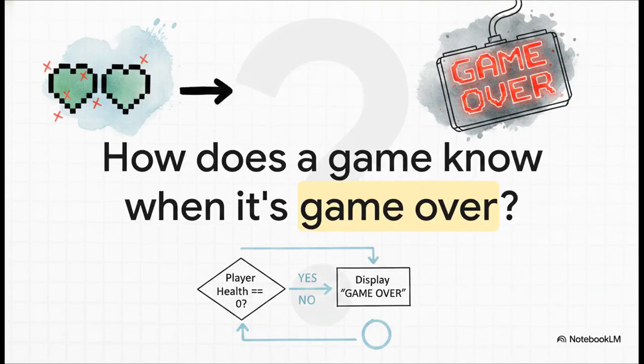Okay, let's dive into this. Have you ever wondered how a game actually knows when it's game over? Well, it's not magic. It is just conditional logic executing at something like 60 frames per second. Just like a game constantly checking if a player's health has hit zero, every single intelligent program uses conditions to make decisions and trigger immediate, precise responses.